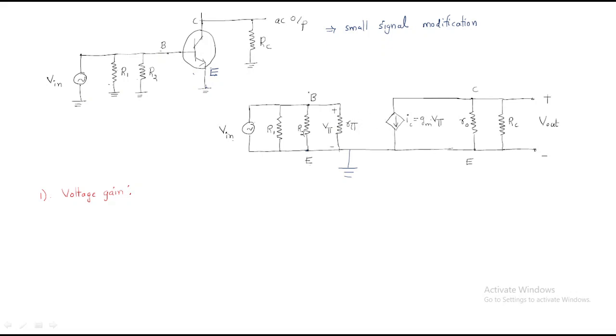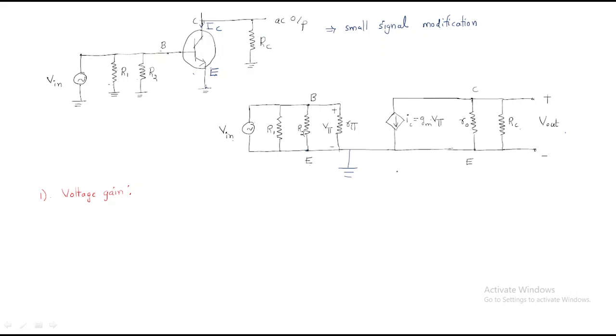And next, the output side. The collector current will flow. We know that the collector current IC flows from C to E. And we have the output resistance ro, and the collector resistance RC, and we will get the output here. So this is the modified small signal analysis.